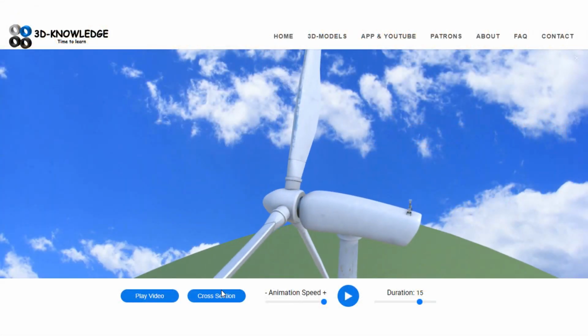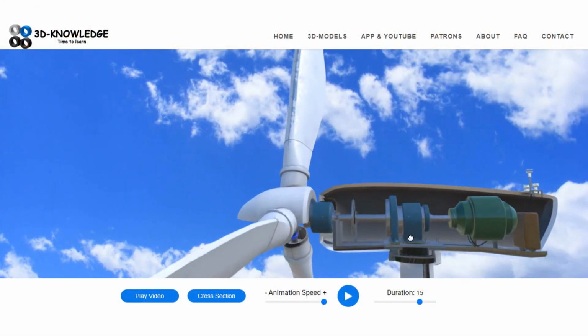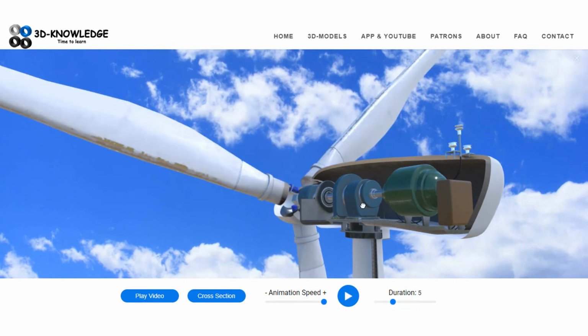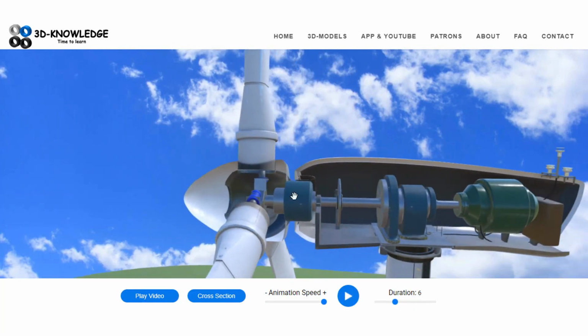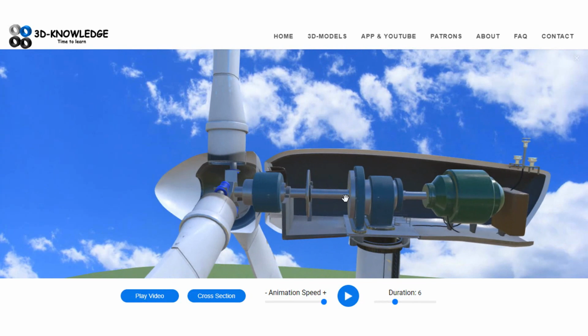Let's turn this around now. We'll have a quick look at the internals of the turbine. Take a cross section. Might need to adjust this slightly. Okay, so we can see now the internals of the horizontal axis wind turbine.